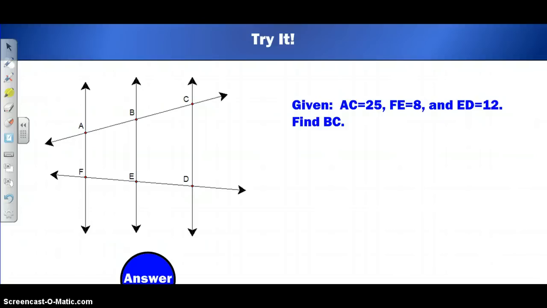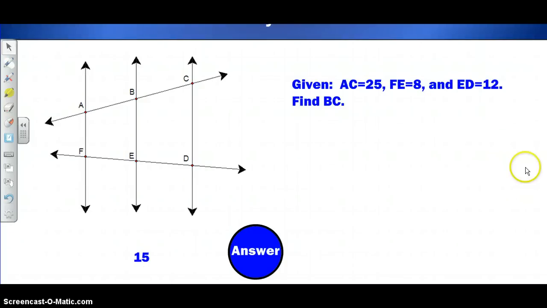Next, why don't you give this a try and put the video on pause, and then I will show you the answer when we return. If you had problems, go back and check your work. If you still had problems, we will talk about it when I return.